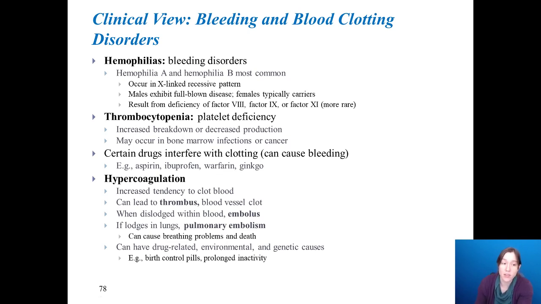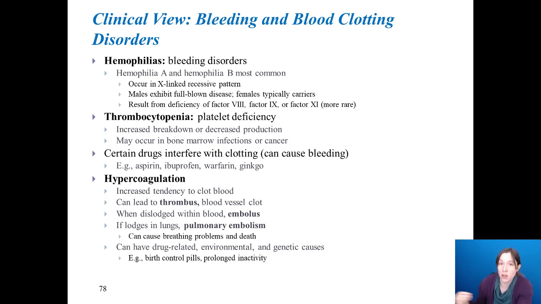And then finally, hypercoagulation is an increased tendency to clot the blood. This can lead to what we call a thrombus, or a blood vessel clot. This thrombus forms within the blood vessel, it's usually inappropriate, and it can actually break off. When it breaks off and is dislodged, it starts floating around within the blood vessels, and we call it an embolism, or an embolus.